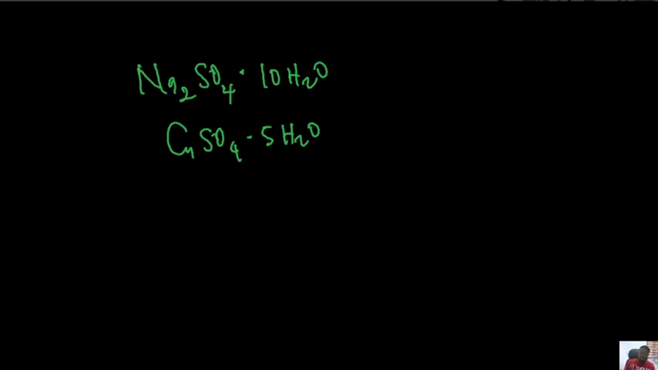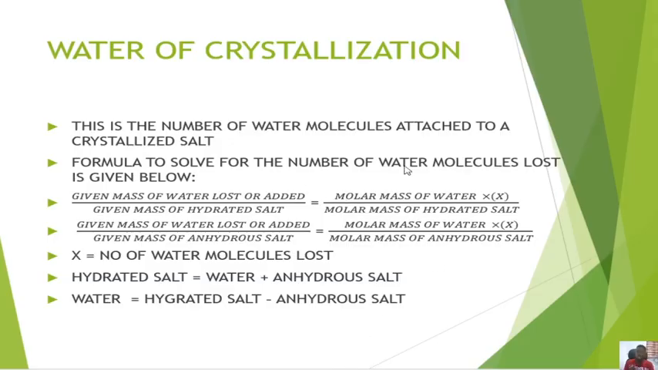Okay, so how then do we solve for water of crystallization? Because sometimes it is important that we find the number of water molecules that is attached. Now, the formula to solve for the number of water molecules lost, when you heat some salts that are hydrated, they lose water. In some cases, when you tend to crystallize them, they gain water. So we're looking at the number of water molecules that they lost or they added by heating or by crystallizing.